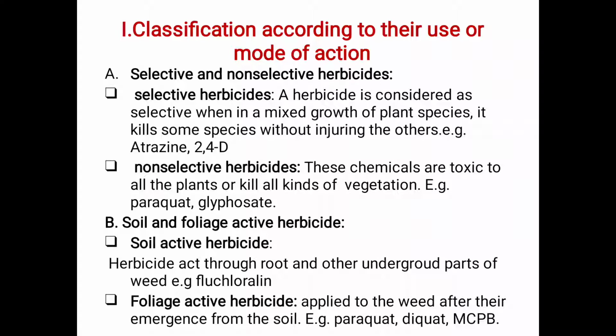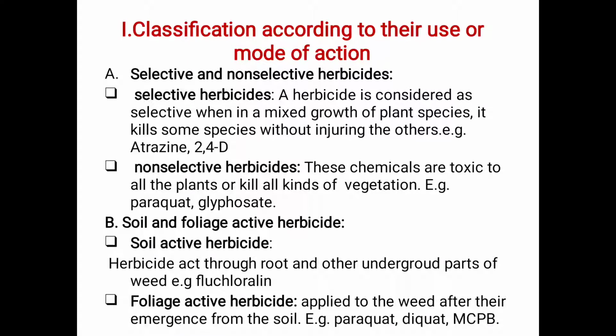Okay, so let us take them one by one. The first one is the classification according to their use or mode of action. In that, first, selective and non-selective herbicides. A herbicide is considered selective when, in a mixed growth of plant species, it kills some species without injuring the others. It means the chemical kills or retards the growth of some plant species with little or no injury to other plant species.